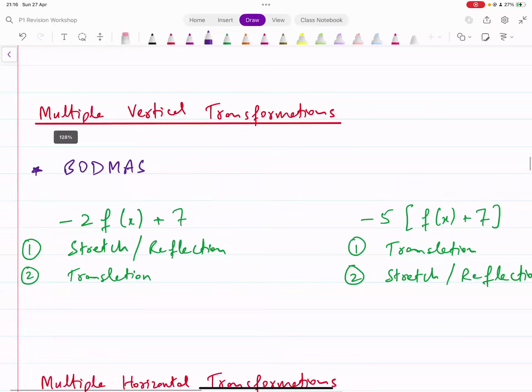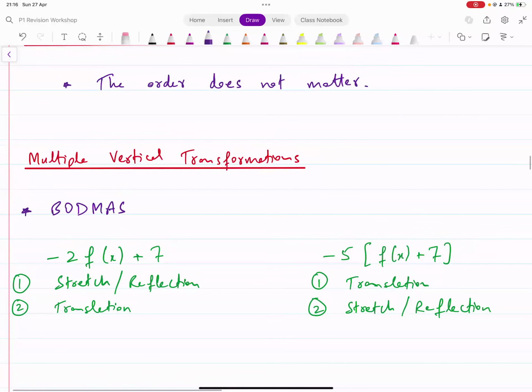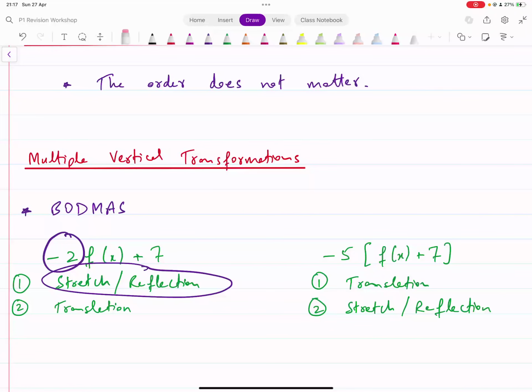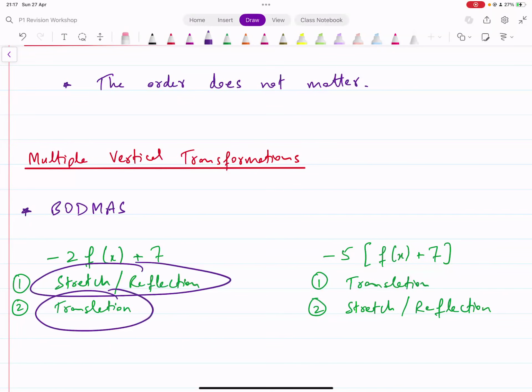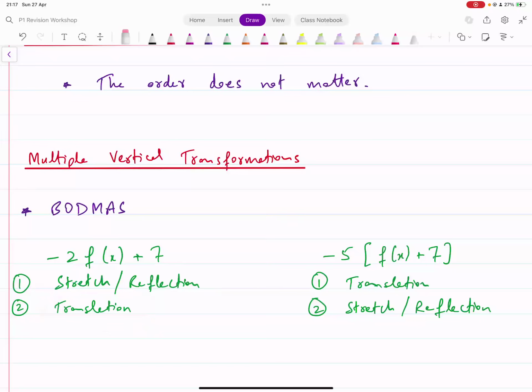When you have multiple vertical transformations, for example something like -2 into f of x plus 7, what you do in vertical transformations is you follow BODMAS. Whatever BODMAS says, that's the order that you follow. BODMAS says you do multiplication first, so you do stretch or reflection first. -2 is multiplied, so you do this first, and then you do translation. So you do +7 later, after that.